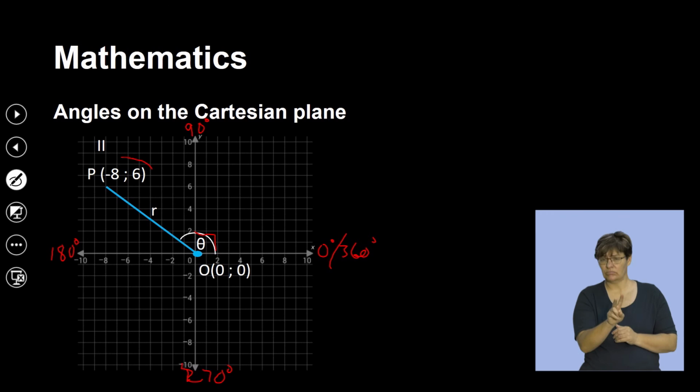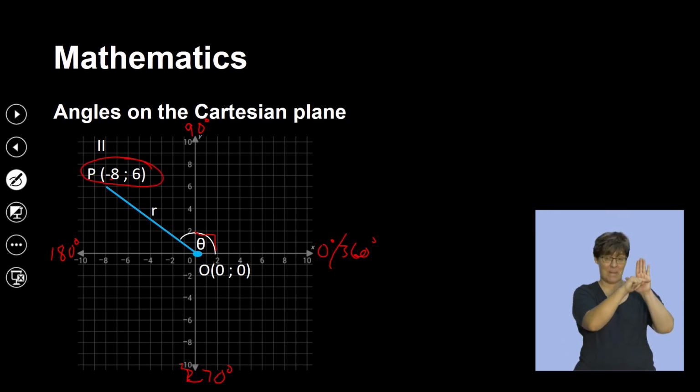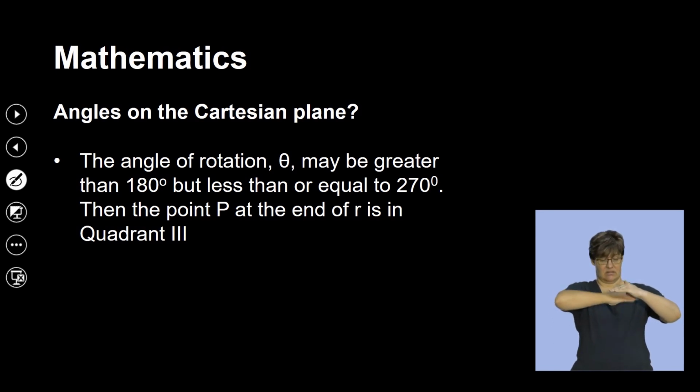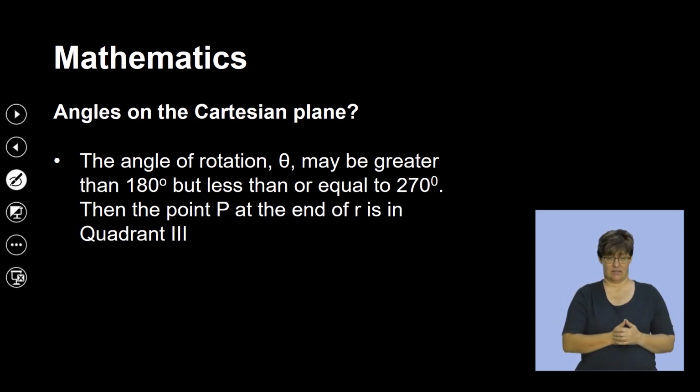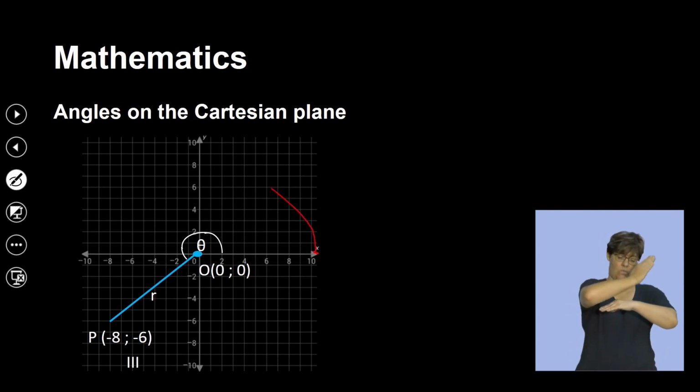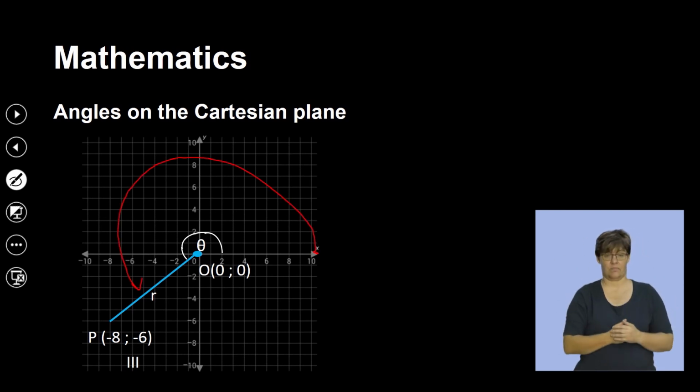But now look at the values of P. The 8 will be negative. Why? Because we're on the negative side of the x-axis, but the 6 will remain positive because we're still above the x-axis. Now, if this angle is greater than 180 but less than 270, the point P will be placed in quadrant number 3. In quadrant number 3, this is how it will look. Remember, we start from here and we move in an anti-clockwise direction like that.